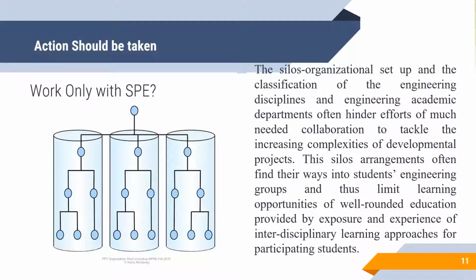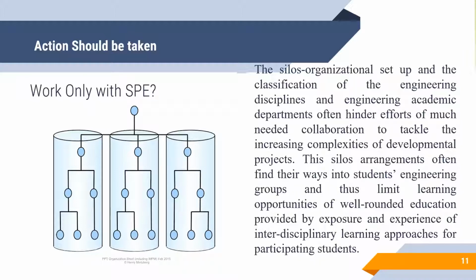So I know this very well, and I know they are very far, and I think we need to take action on this. But I also ask myself, is it only for the Society of Petroleum Engineers, or should we include other disciplines? Because I know this classification in engineering disciplines just hinders efforts of much needed collaboration. So it is too difficult for them to understand anything, because this siloed arrangement often finds its way into students' engineering groups. They are petroleum engineers.